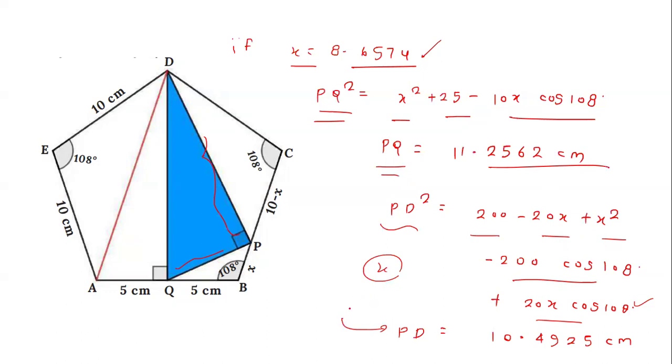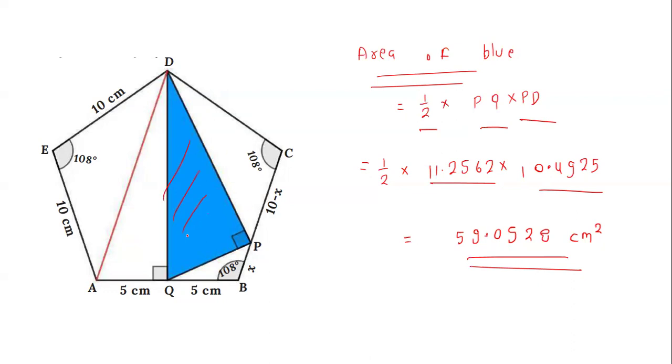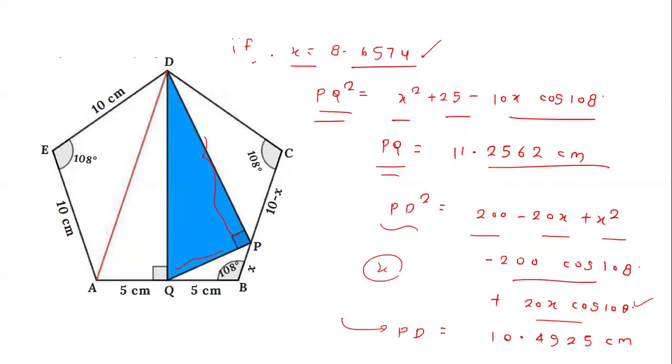So now you know the value of PQ and you know the value of PD. So you simply can find the area of the triangle as half multiplied by base multiplied by height. So this is this and this. So after simplifying, it will come like 59.0528 centimeter square. So this is the area of the triangle if we assume the x value as this.